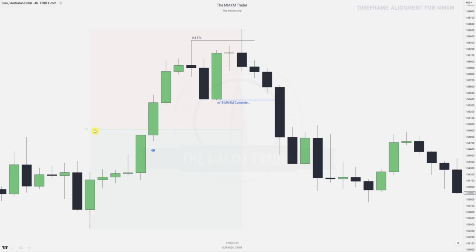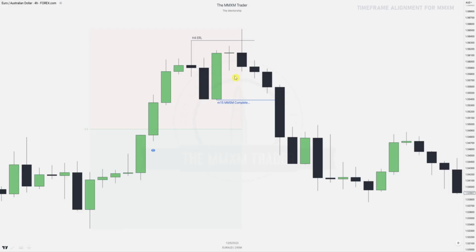Everything below this 50% level is discount. Now again, we think about external to internal, internal to external, order pairing, very important, right? So we have an external raid over here, or a turtle soup, right? Now, what are we going to be looking for as our next draw on liquidity after we take out external?